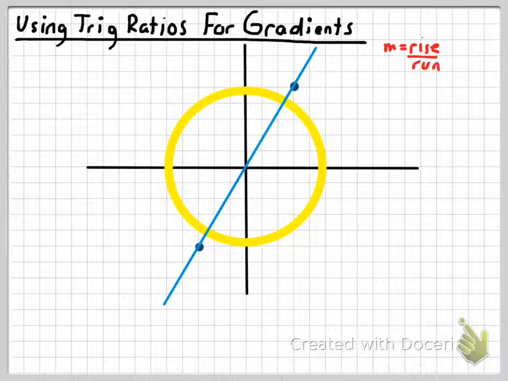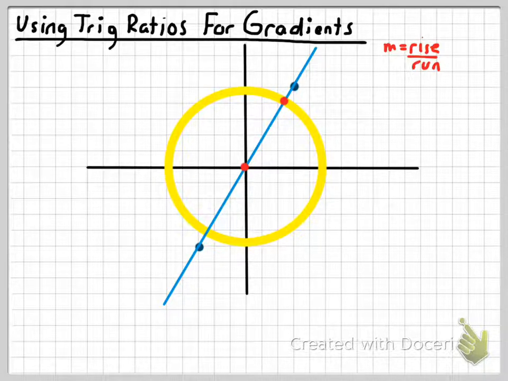And you can make that ratio between rise and run using any 2 points that are on the line. And in this case, I'm going to choose to use the origin, and I'm going to choose to use one of the points where that line intersects the unit circle. All right. And I want to do that because we can write the rise and run in a different way if we do so.